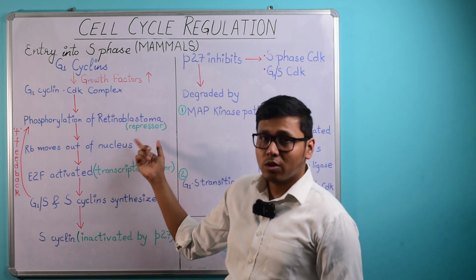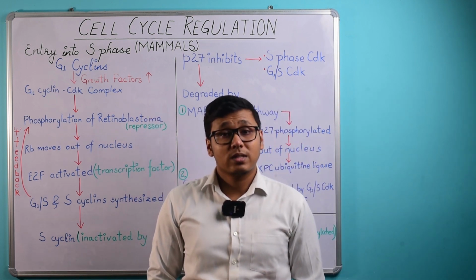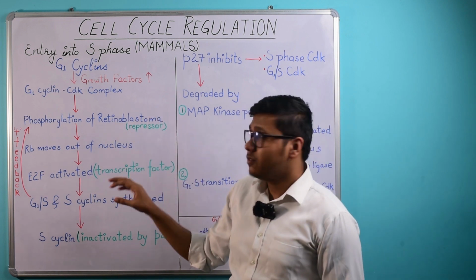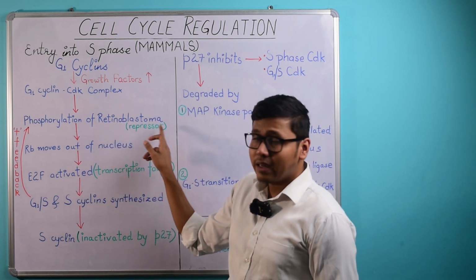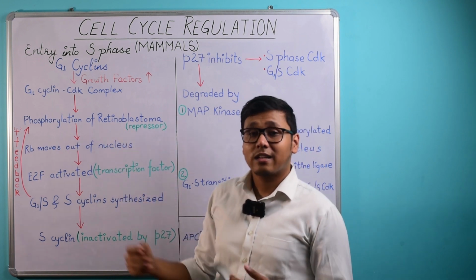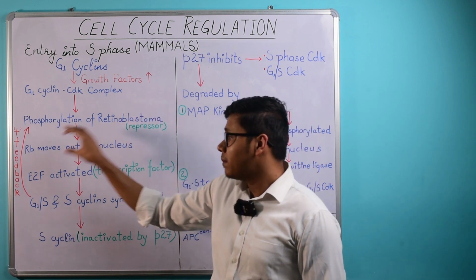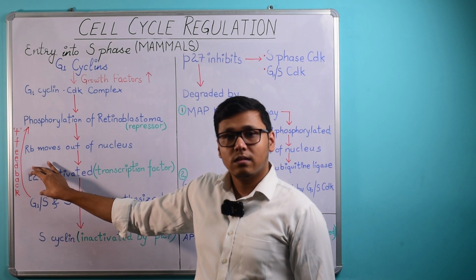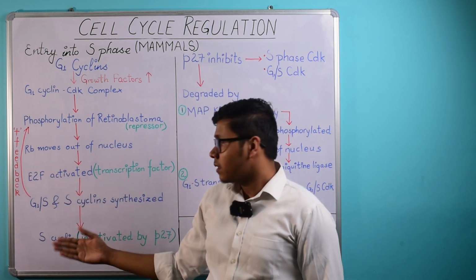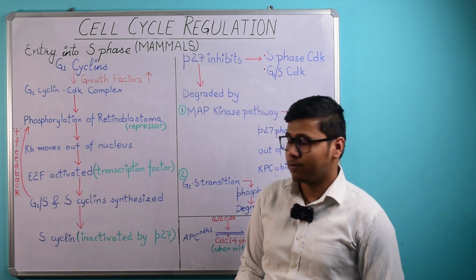And it is necessary because this retinoblastoma protein you will be seeing in many developmental pathways, and it is a very important protein in case of cancer as well. You will be seeing that mutation in retinoblastoma can lead to various types of cancer, because once it is mutated, it won't be able to inhibit the E2F transcription factor, and E2F will continuously synthesize the G1/S and S phase cyclins, so the cell cycle will continuously move on.